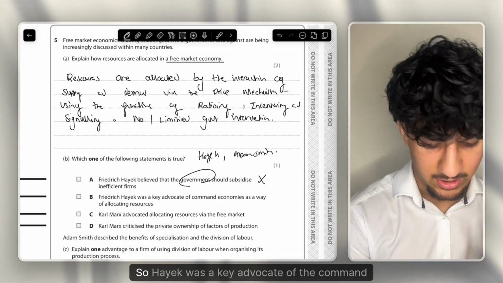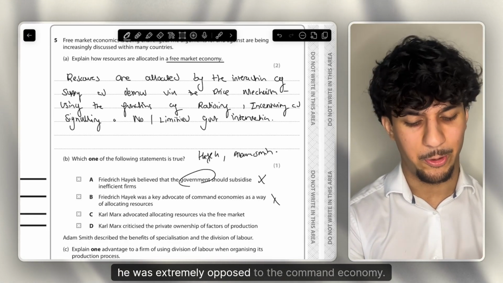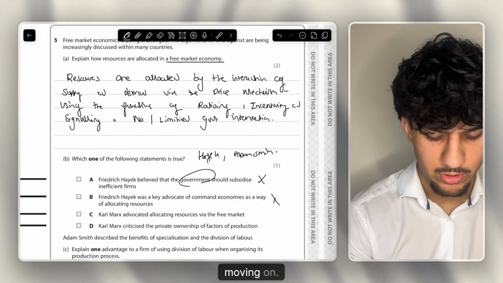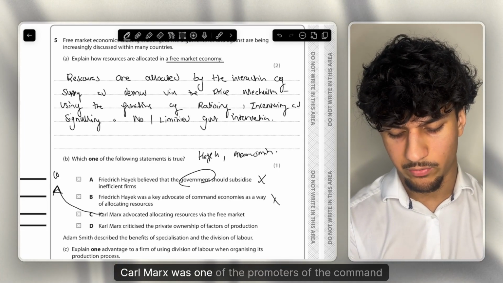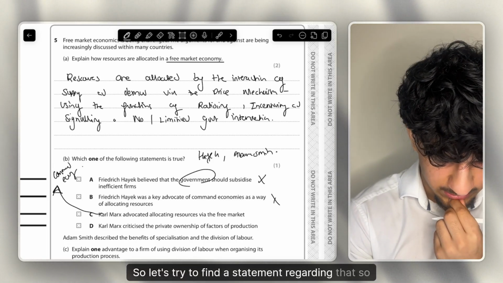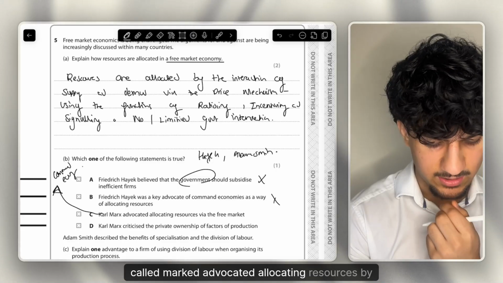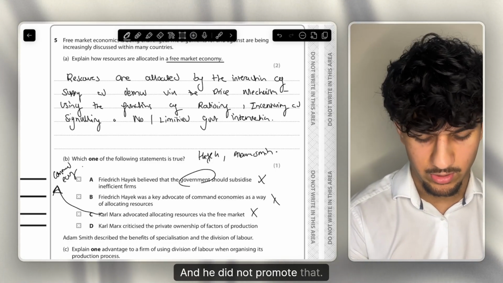Let's see what B says. So Hayek was a key advocate of the command economy. So like I just said, he was extremely opposed to the command economy. Okay, moving on, Karl Marx. So what did Karl Marx promote? Of course, Karl Marx was one of the promoters of the command economy. So let's try to find a statement regarding that. So Karl Marx advocated allocating resources by the free market. That, of course, is free market economics, and he did not promote that.